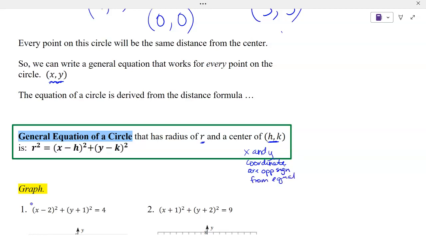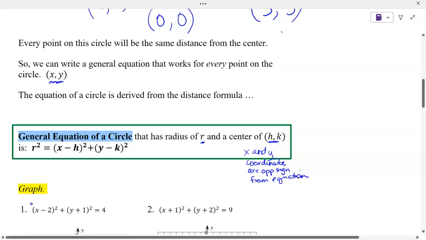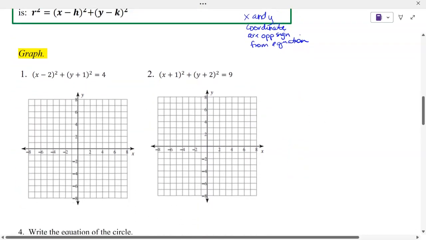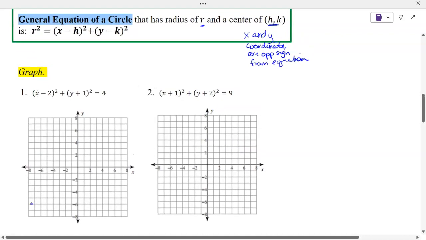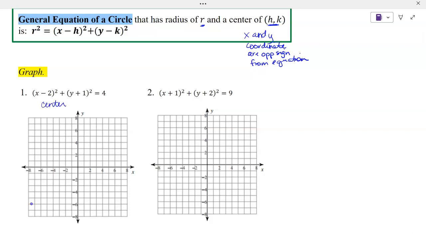So let's take a look at a few examples. We're given the equation of a circle and how we can pull the center and the radius. So looking at this equation that we're given, again, we're going to look at the opposite signs to pull our center. So our center here is going to be at 2, -1. So let's go in and plot that point at 2, -1. And our radius squared equals 4. So if our radius squared equals 4, then our radius must be 2, because we just take the square root of both sides.